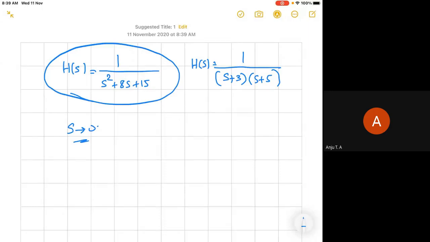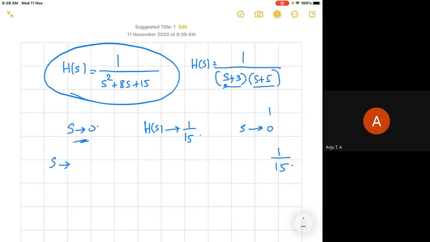1 by s plus 3 into s plus 5. Okay, so as s tends to 0, this tends to 3, this tends to 5, so H(s) tends to 1 by 15. So as s tends to 0, H(s) tends to 1 by 15. Now H(s) tends to some value closer to 3.